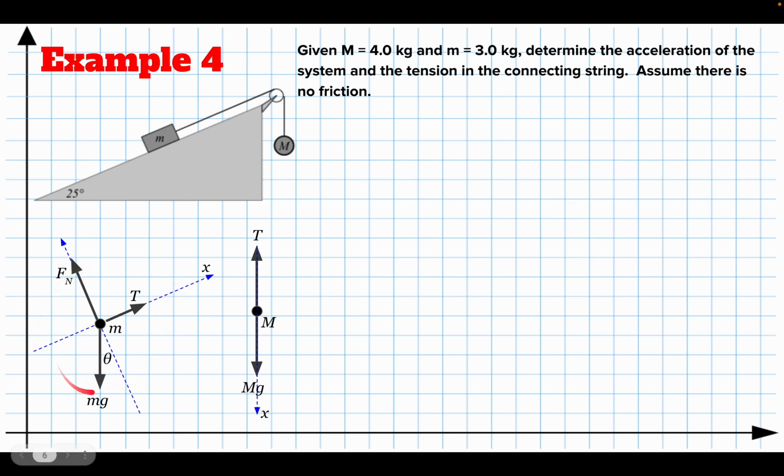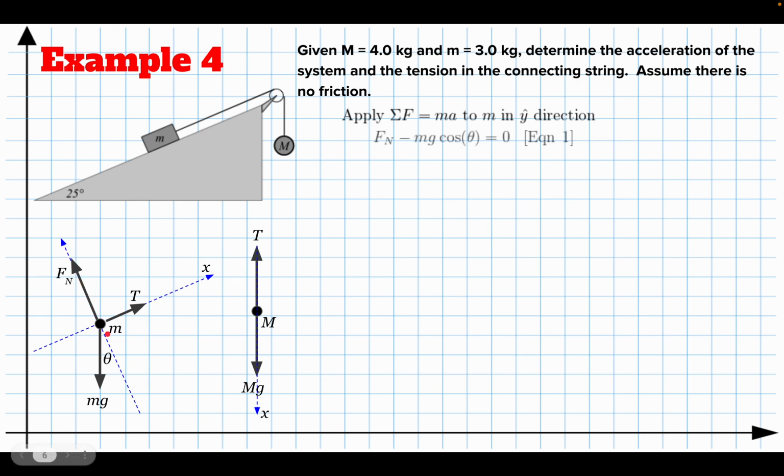Okay? All right, and then this object right here is pulled on by gravity. Gravity exerts a downward force of capital Mg, and the tension pulls upwards. So just like we've done before, we're going to apply Newton's law to each part of the system. So I'm going to start by applying Newton's law to little m, that's this one right here, in the y direction. So this is the x direction, so the y direction is like this.